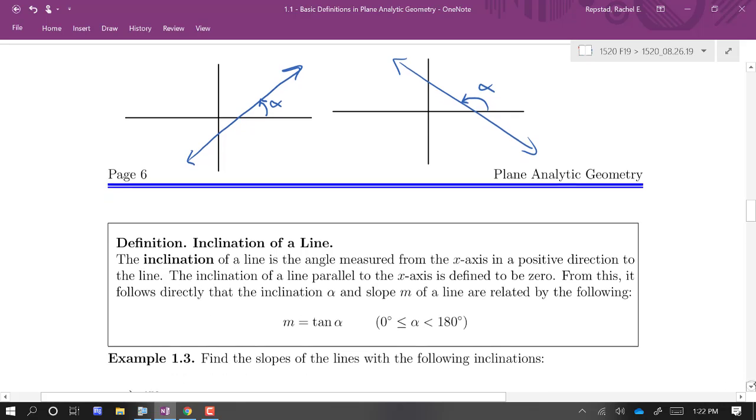The inclination will always be between 0 and 180. 180 is like a horizontal line, or 0, right? I guess for the inclination you could say 0 or 180 if it's a perfectly horizontal line. But once you try to move past 180 degrees, then you're back to an acute angle, because it becomes an increasing line again.